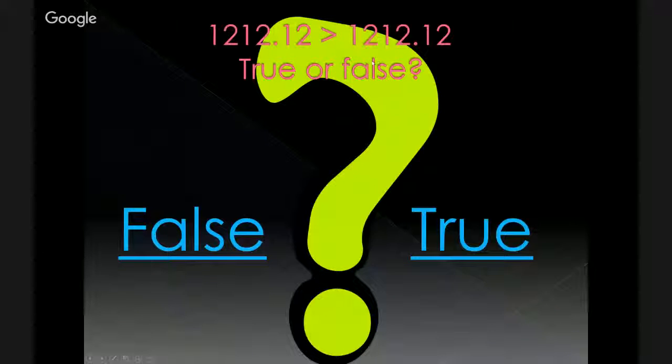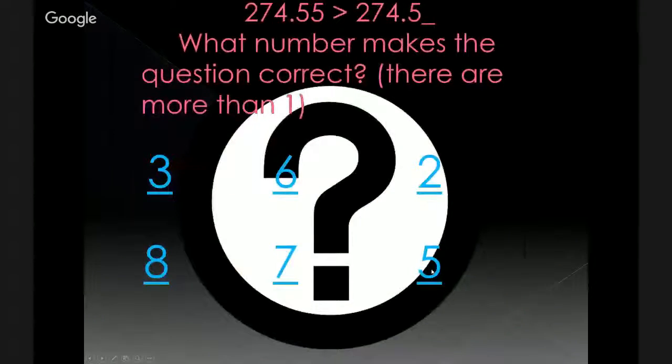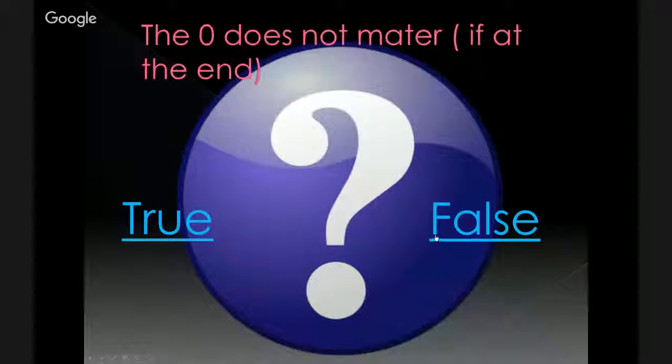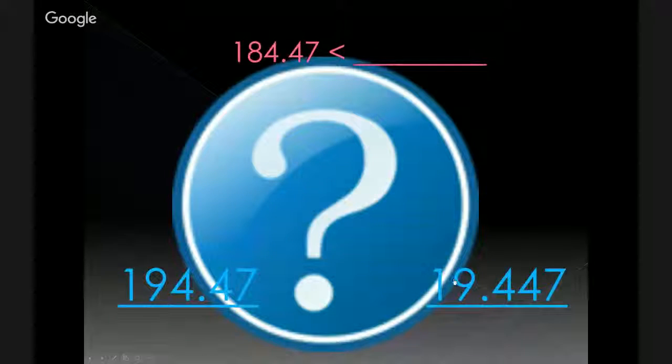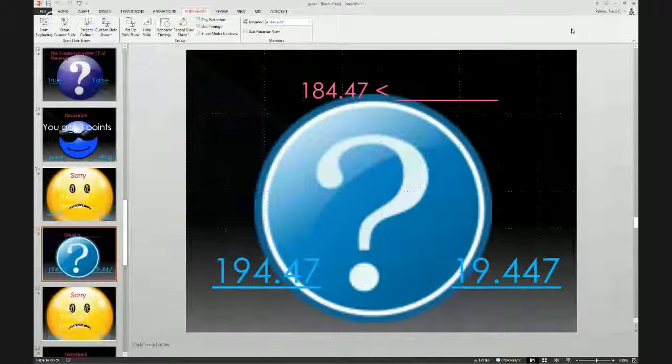Is this true or false? I'm gonna get it wrong. So this is false, but I'm gonna click true to show you what happens if you get it wrong. And then she has another slide ready for when you get it wrong. And you keep playing until the end. The 0 does not matter at the end. False. Sorry, yikes. All right, so you see how she added transitions and hyperlinks.